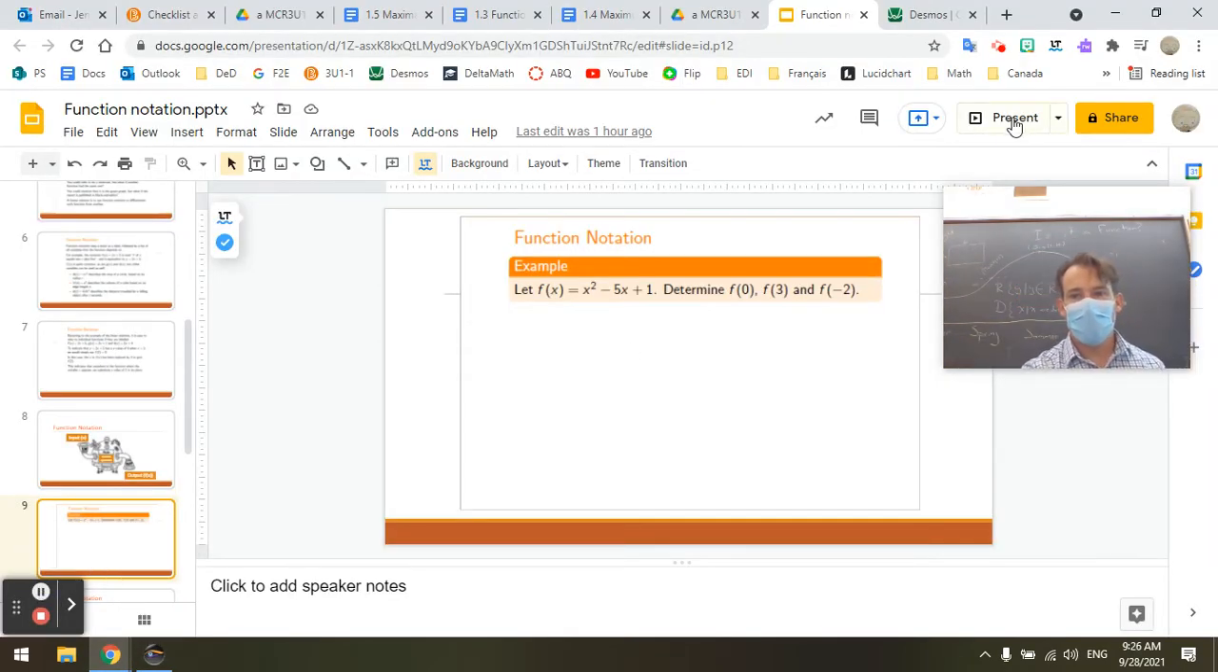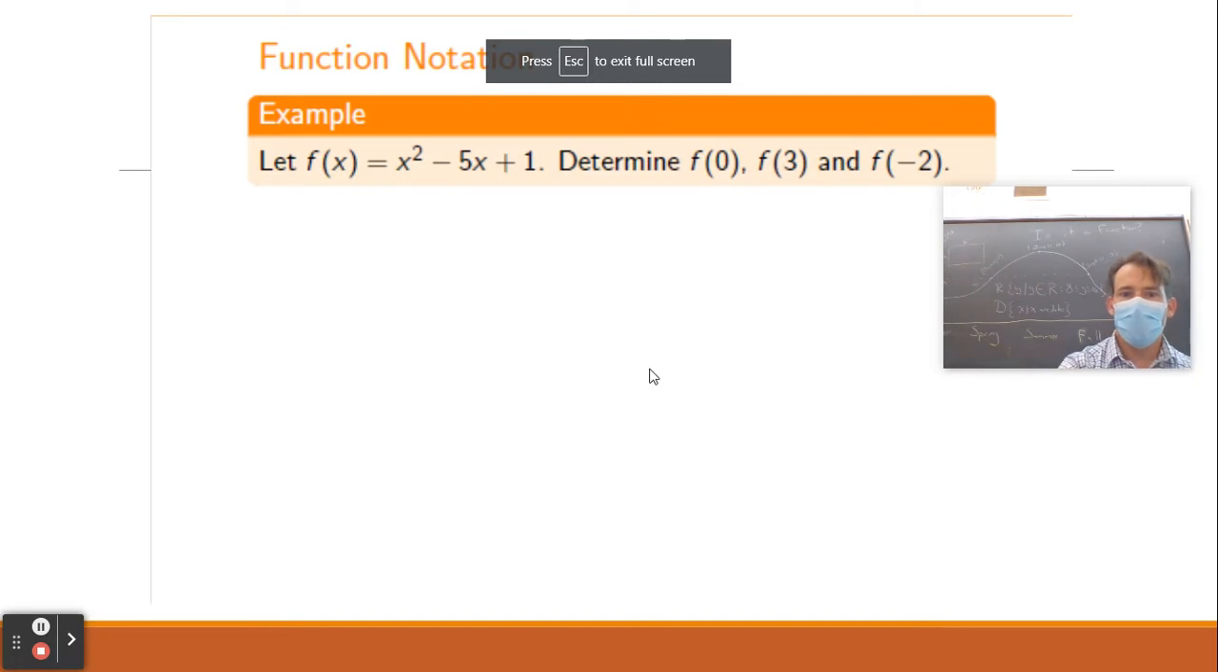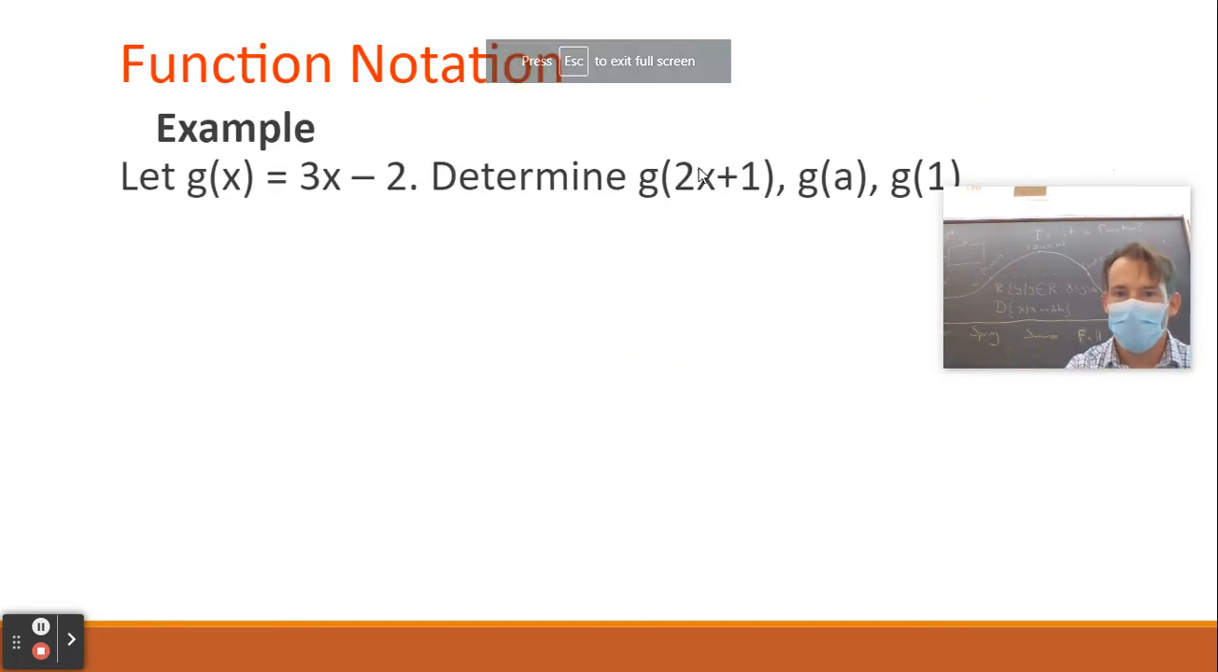So what if we had a situation where we weren't substituting in a number, but we were substituting in some other variable, or even like a binomial here? We're going to substitute that in for x. Okay, so let's do this one together, and then I'll give you a second thing to substitute in for x, and we'll just have you do that on your own.